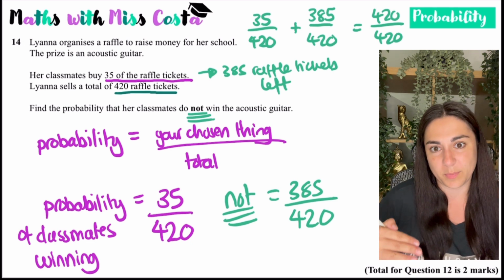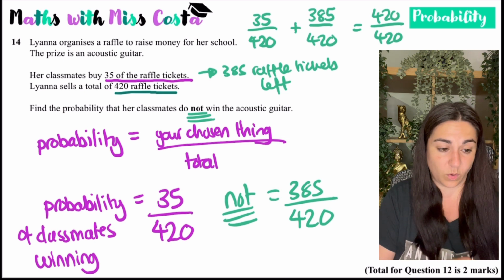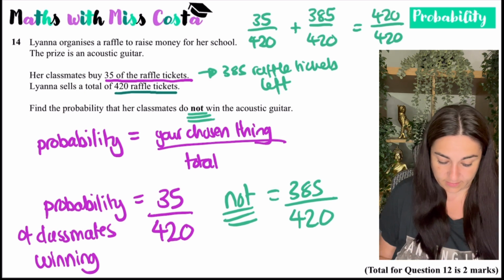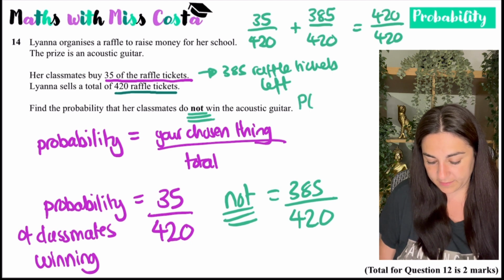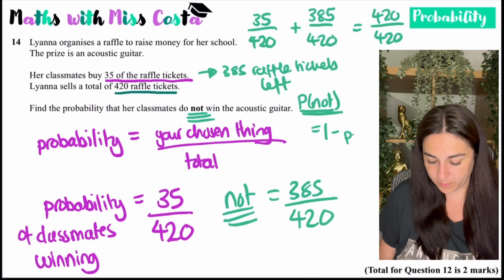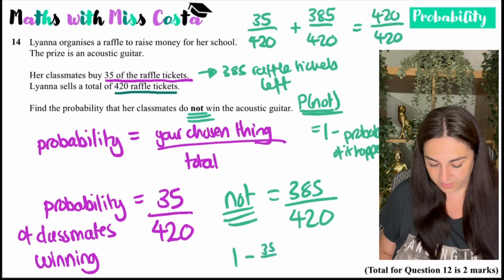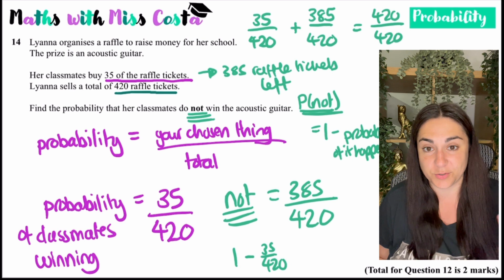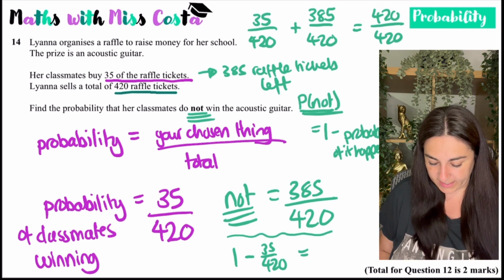So probability, if you're writing it as a fraction, is whatever you're talking about over the total, and the probability of it not happening, you could have just done in your calculator 1, actually that's probably a better thing. So the probability of something not happening, you just do 1 take away the probability of it happening. Especially because this is a calculator paper, that might make your life easier. So you just needed to do 1 take away 35 over 420, enter it into your calculator, and it will tell you what that would be. So probability of them not winning is this.